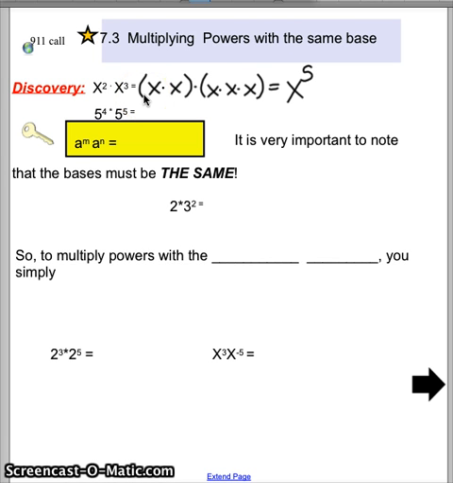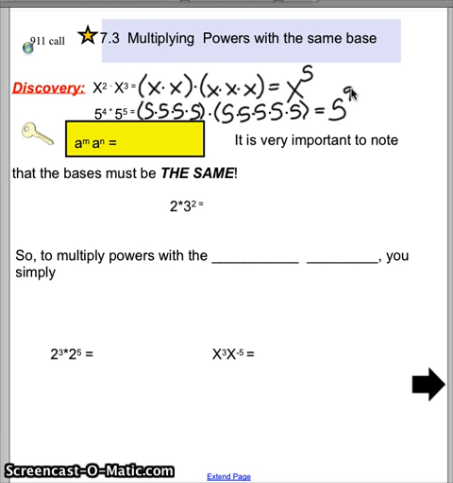Let's do the same thing with those 5s and see if we can see a relationship. 5 to the 4 would represent 5 being multiplied out 4 times. 5 to the 5 would represent 5 being multiplied 5 times. Now, if you count up, how many times is that 5 being multiplied? I said being multiplied 9 times. 5 to the 9.